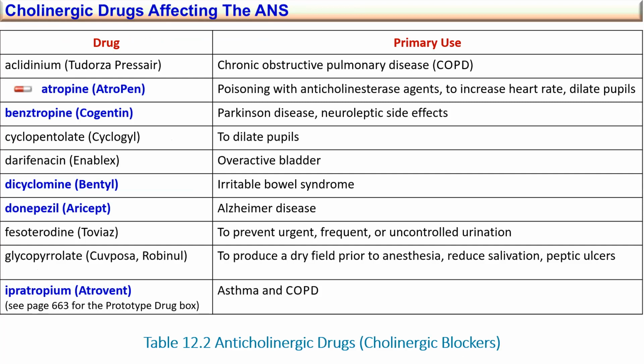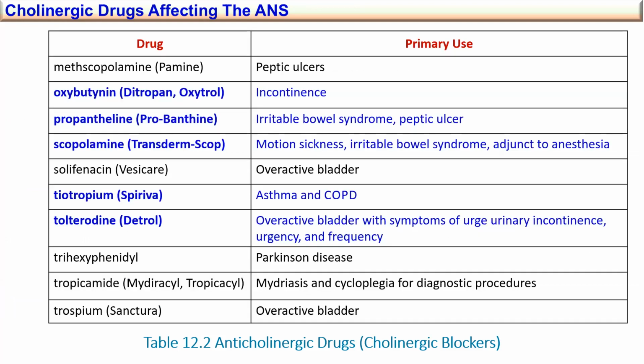So the anticholinergic drugs, or cholinergic blocking agents, include atropine, benztropine, Cogentin, dicyclomine, Bentyl, and ipratropium. And we have the primary use for each one in the right side column of the table.